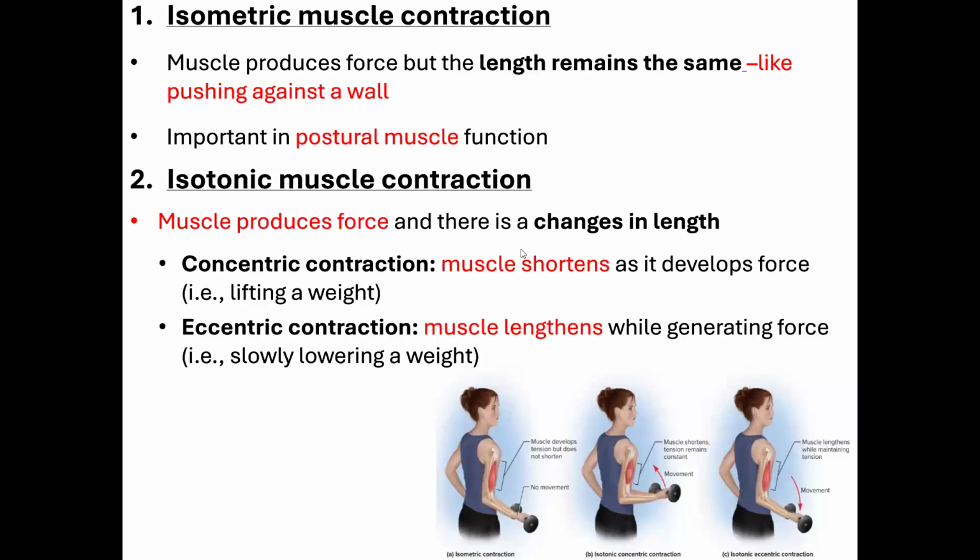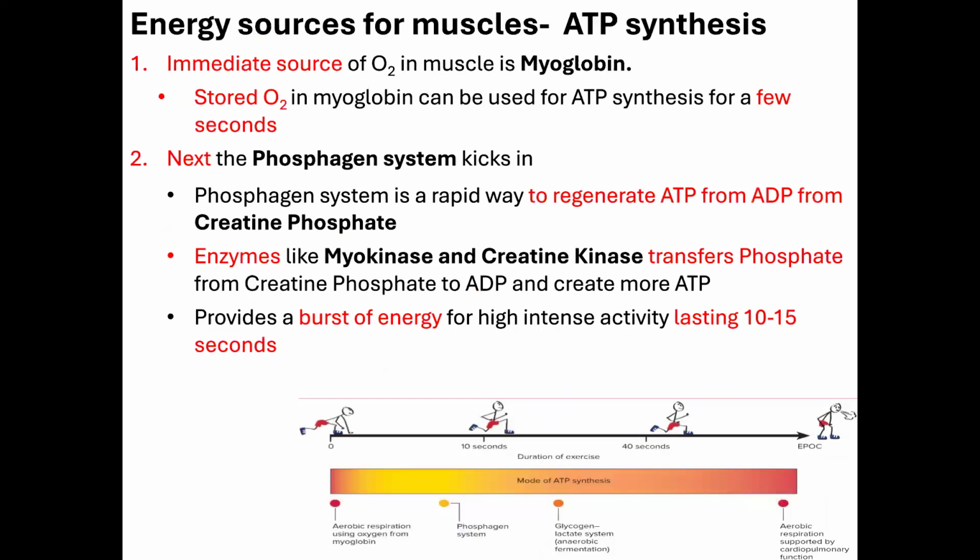Now let's go to isometric. Isometric is like pushing against a wall. You're creating tension, but the wall is not moving. There's no change in the length. Isometric, same metrics. The length is not changing. So the postural muscles keep your posture. You think you're not doing anything, but your muscles are working. You're sitting upright, keeping your posture. So that is isometric contraction.